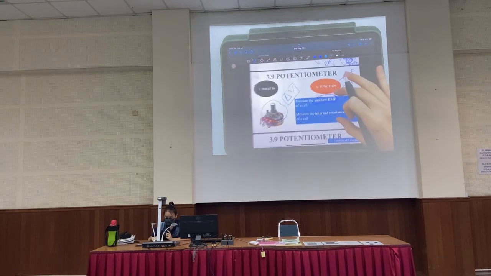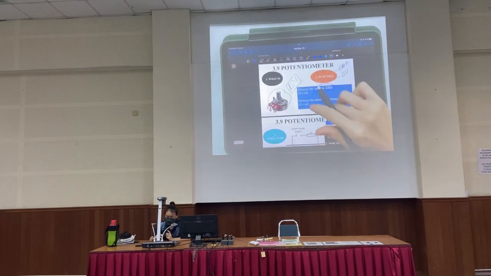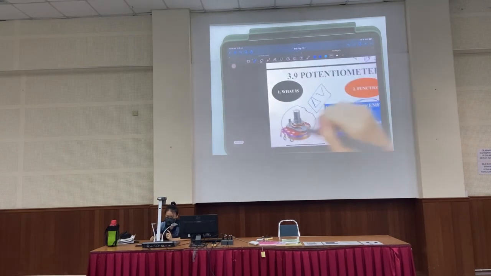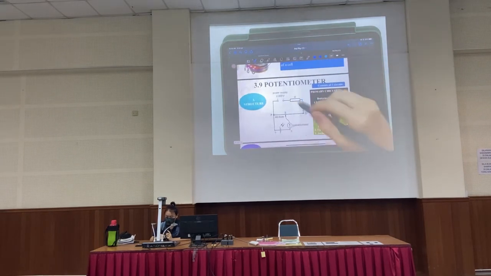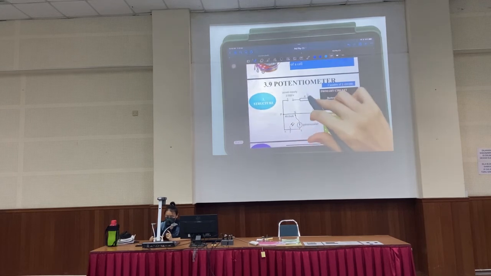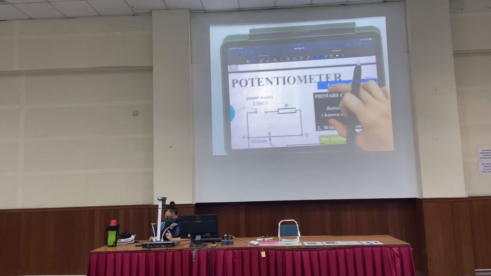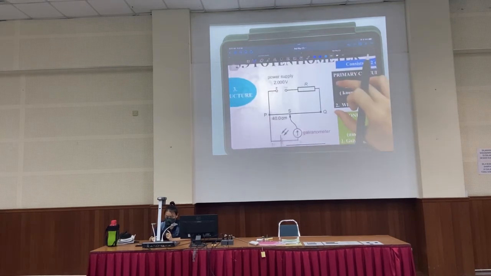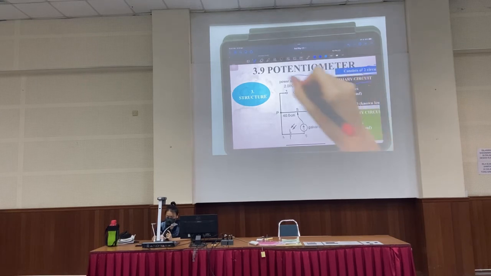So now, we have to look at the circuit of the potentiometer. Maybe you guys might not be familiar with this structure, but you guys might be familiar with the circuit of this potentiometer. Actually, the structure of potentiometer is basically made up of two circuits. Okay? Primary circuit and also secondary circuit. We have to know about the component inside the primary circuit and also the secondary circuit first before we apply the concept of potentiometer. Okay, so first of all, primary circuit is here.